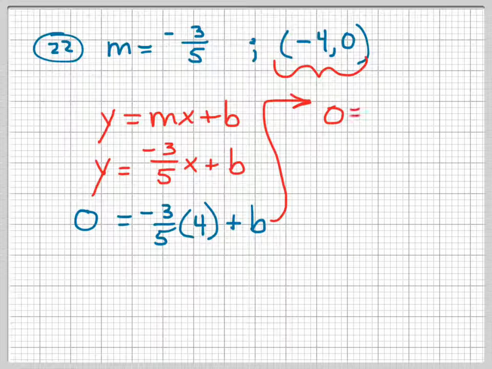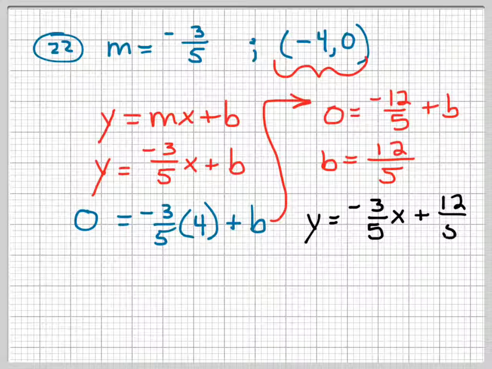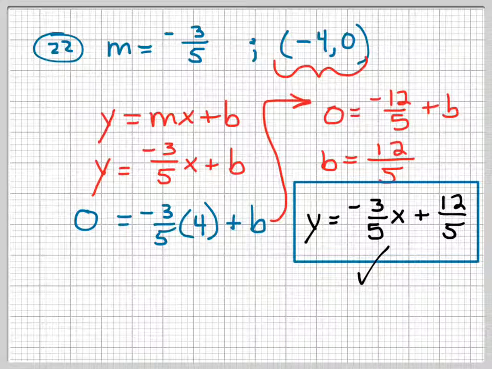So we'll multiply and we get -12/5 plus b, and therefore b equals, moving the 12/5 to the other side, 12/5. Now our final step is we want to write this equation out in its full glory. So we go y equals our slope, which we already knew, plus our y-intercept, 12/5. And that is the equation of the line that has a slope of -3/5.